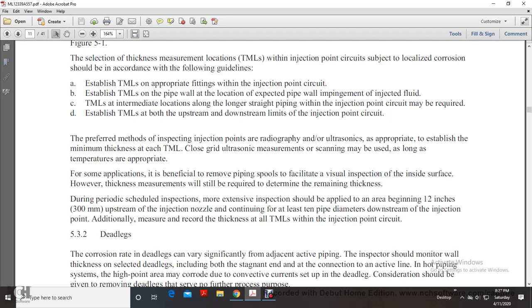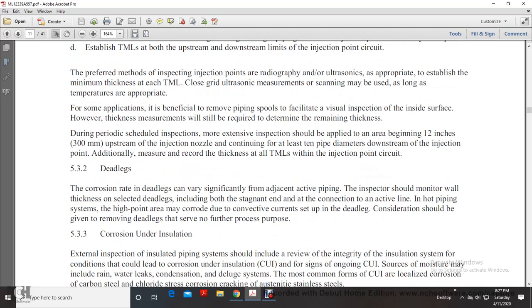During the periodic scheduled inspection, more extensive inspection should be applied to an area starting 12 inches upstream of the injection nozzle and containing the last 10 piping diameters downstream of the injection point. Additional thickness measurements should be recorded for the total thickness measuring locations in the injection point circuit.